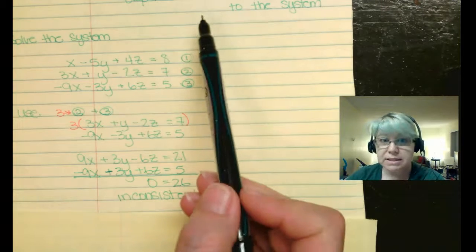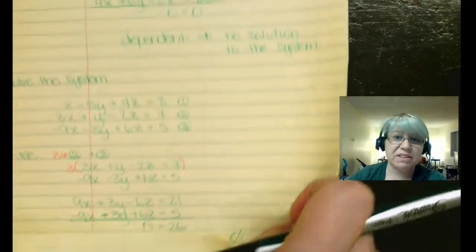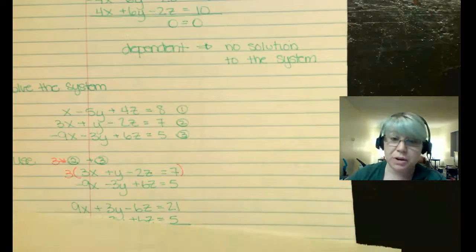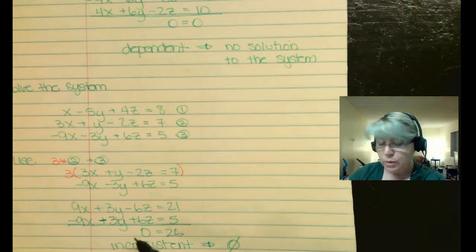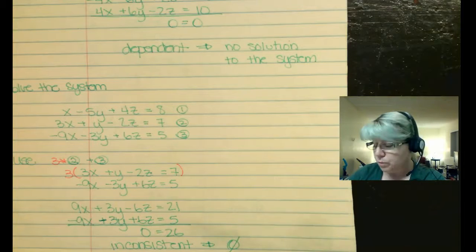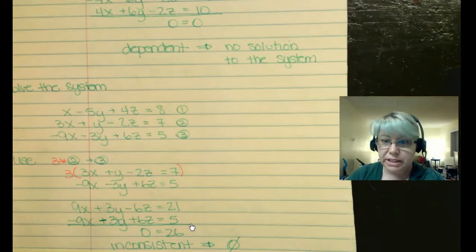Whereas with the dependent system, we don't have a solution because we just aren't given enough information to find the solution. So we're going to say at the moment there's no solution. Whereas when 0 equals negative 20, or when 0 equals 26, we know definitely that can never happen. Therefore, it's inconsistent and is the null set.